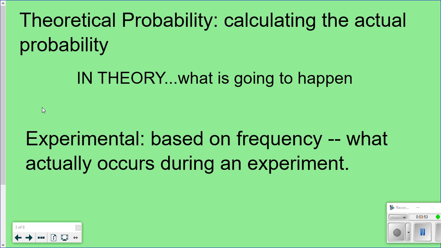Today, we're adding on the experiment. What is really happening? We kind of started doing this when I had you spin the spinner. So that's what today is. What in theory should happen, then we actually run the experiment, what did happen. So this is how it's going to work.